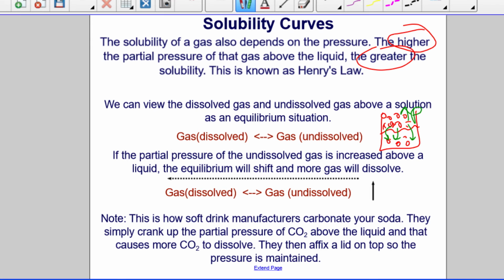This is how soft drink manufacturers carbonate your soda. They crank up the partial pressure of the CO2 above the liquid, and that causes more CO2 to dissolve in the liquid. Then they seal it with a lid on top so that that high pressure is maintained.